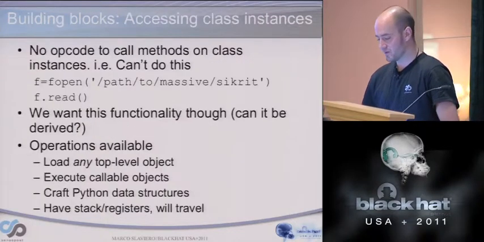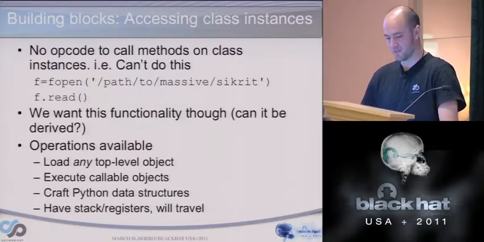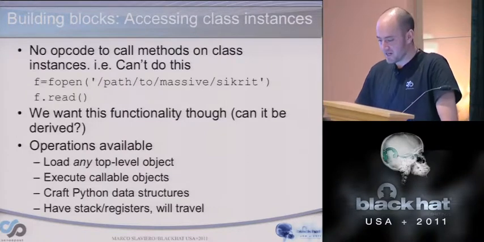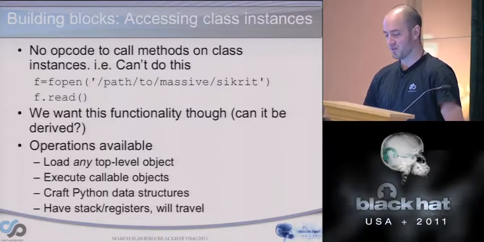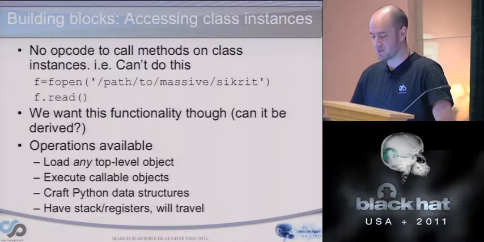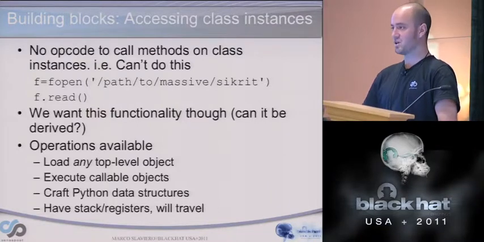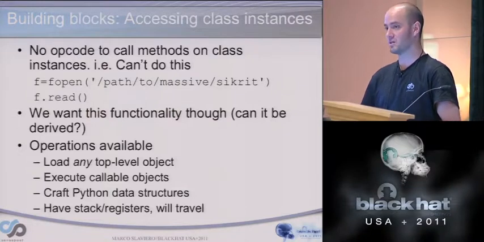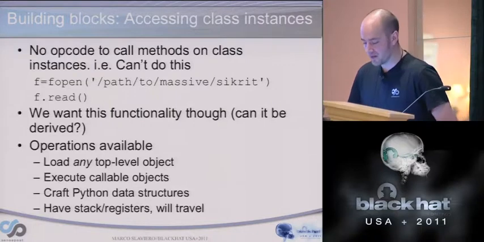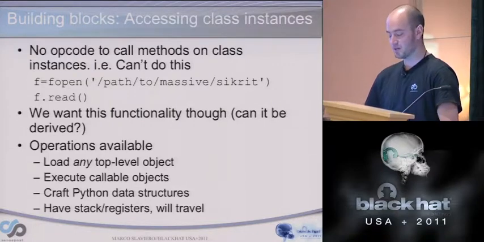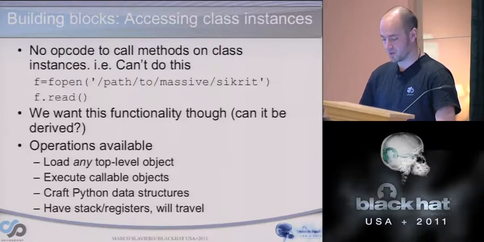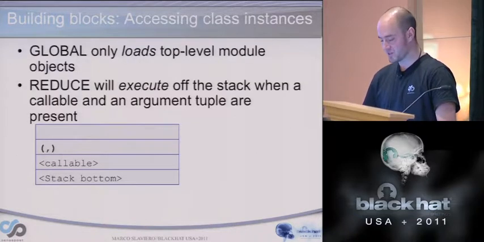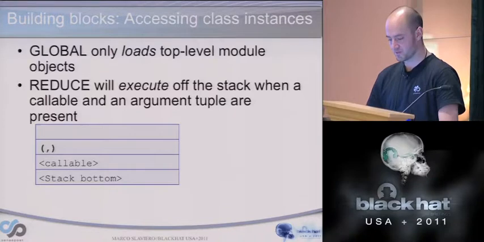And so in order to build a shellcode, we've got a few building blocks we need to get through. The first one is that we have to be able to call methods on class instances, and this is the problem. What those first two lines show you is that if we open up an object, for us to call the f.read method on that class instance, there's no way to do that in Pickle using Pickle opcodes. But we can get there, because we're able to load other objects and callables, and we can play with data structures. So the two instructions we rely on, again, global and reduce.